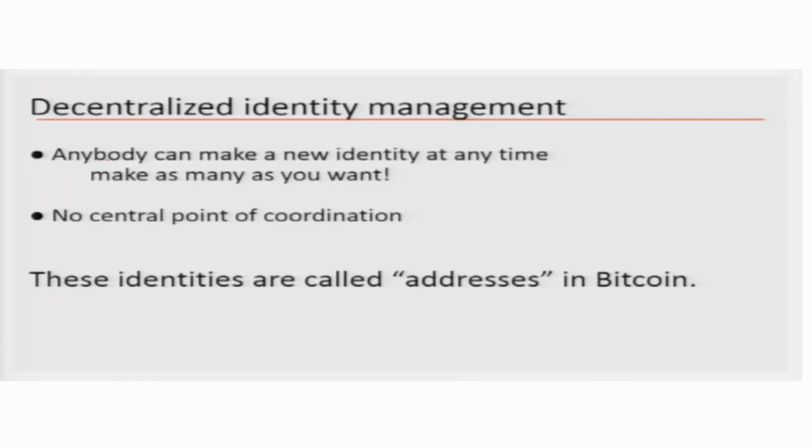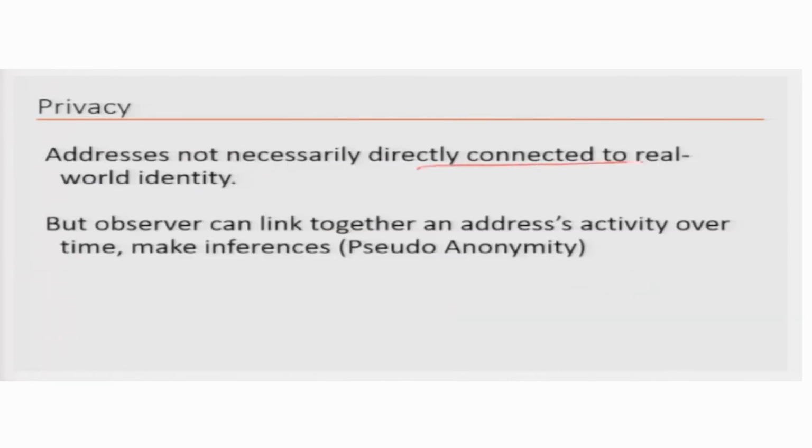So, that is the problem: anybody can make a new identity at any time and make as many as they want, and there is no central point of coordination. That was by design, because the anonymity of users was important for the originator of the Bitcoin blockchain. These identities are also called addresses in Bitcoin, because anybody who sends money to me sends it to my public key, and that is why it is called an address. It is not connected to my real world identity. Nobody is checking, there is no other linking or anything. So, therefore, you cannot ever discover who I am.